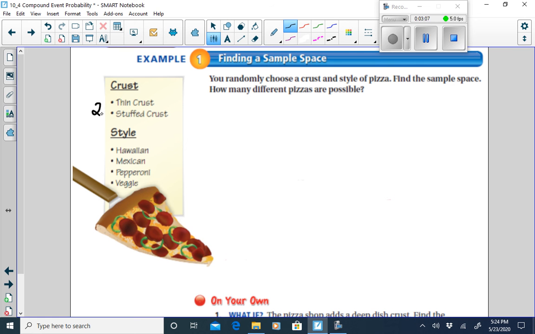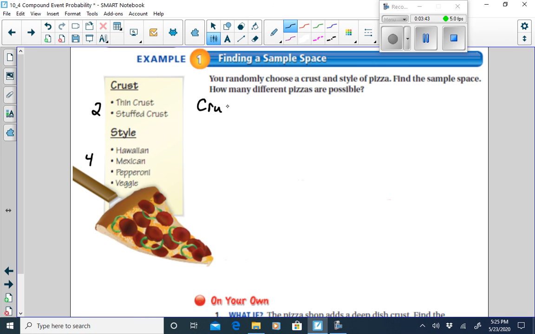There are two possible outcomes for crust. There are four possible outcomes for style. So there would be a total of 8 possible combinations of the pizza. But we're looking for the sample space, and a sample space would be a list of all of those outcomes, right? Not how many there are, but the list of those outcomes. In order to make that list, we create the sample space. And one of the methods that we use, and the method I like to use the most, is the tree diagram, and it works this way.